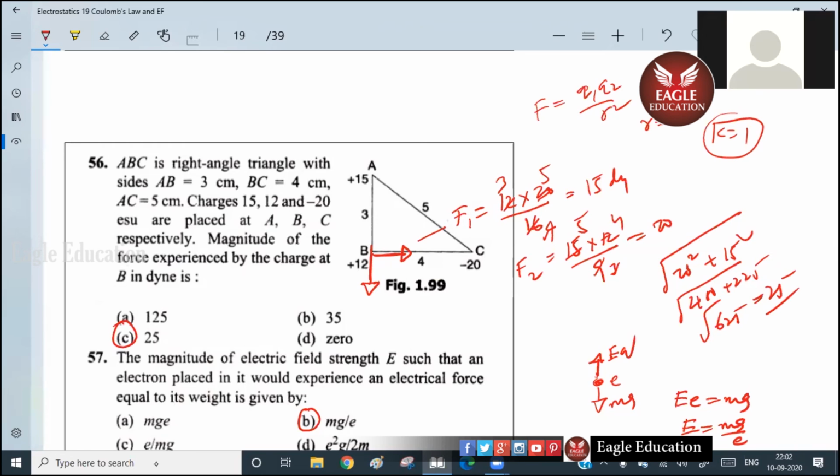Sir, magnitude of force experienced by the charge at B, sir. That only I showed, right? If B12 is there, I showed the directions. So then we should find BC, sir. Force between BC. On B, B is attracted towards C. B is repelled by A. That's what I showed.